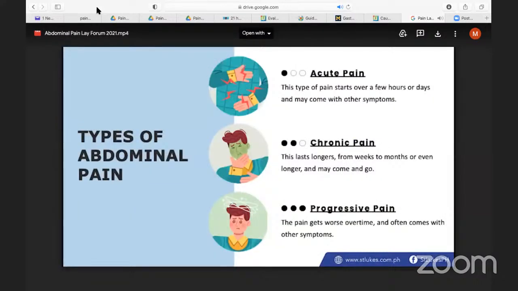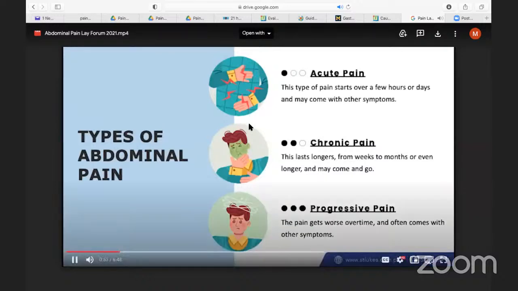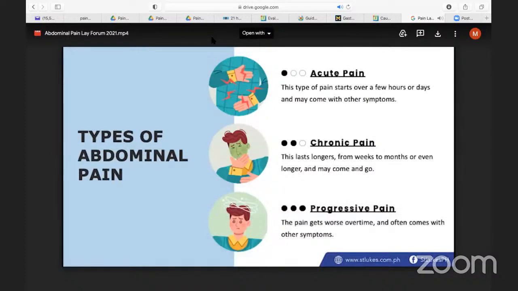There are several types of abdominal pain which are based on how quickly your pain starts and how long it lasts. Acute pain starts over a few hours or days and may come with other symptoms. Chronic pain, on the other hand, lasts longer, from weeks to months or more, and may come and go. Progressive pain is the type of pain that gets worse over time and often comes with other symptoms.